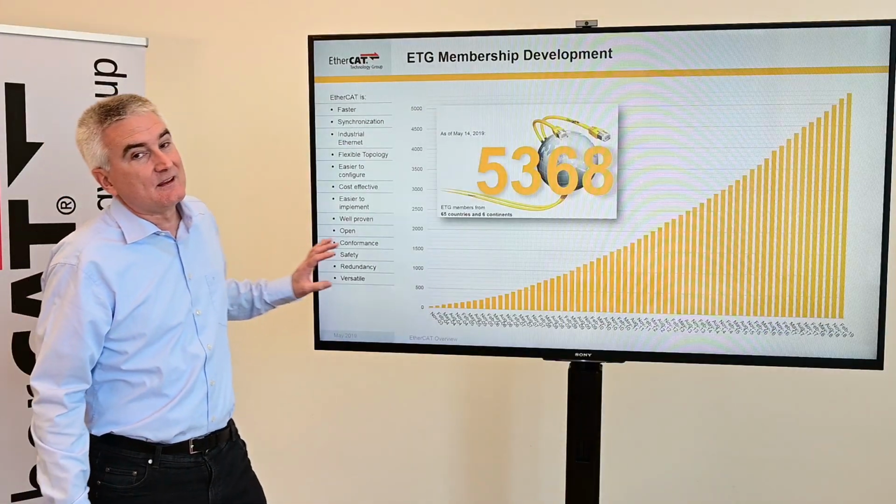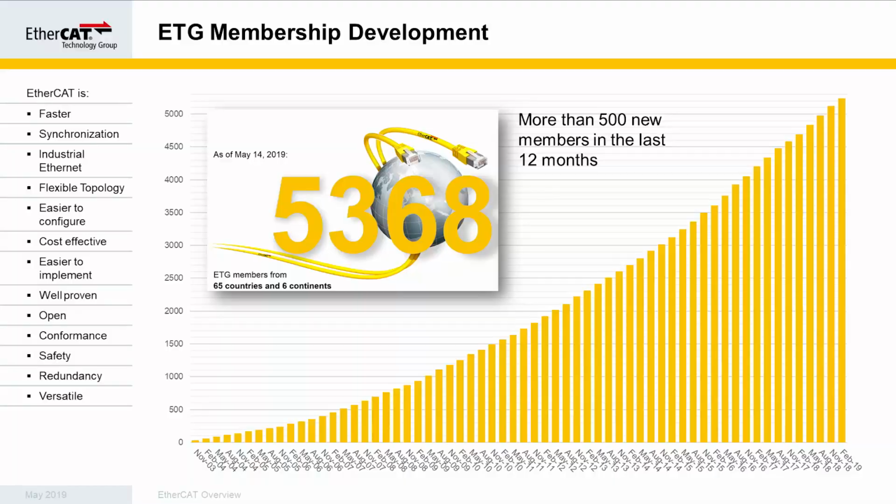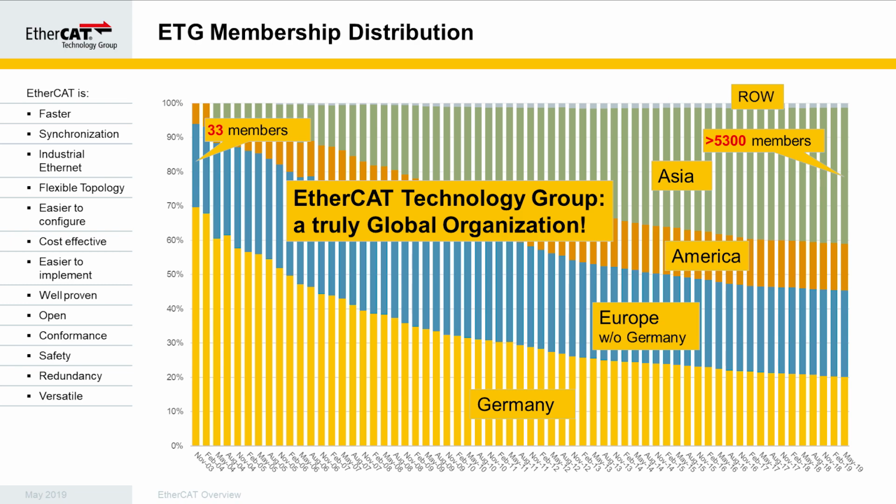Speaking of members, EtherCAT Technology Group is still growing incredibly fast, is by far the largest fieldbus organization in the world, and has more than 5,300 members now, with more than 500 new members in the last 12 months. And we're not just a regional organization with a few overseas members. That's how we started, yes, with the founding members back in the days. But now more than 40% of our members are from Asia. We're Asia's largest fieldbus organization as well. We're America's largest fieldbus organization, and we are Europe's largest fieldbus organization. So it is a truly global organization.